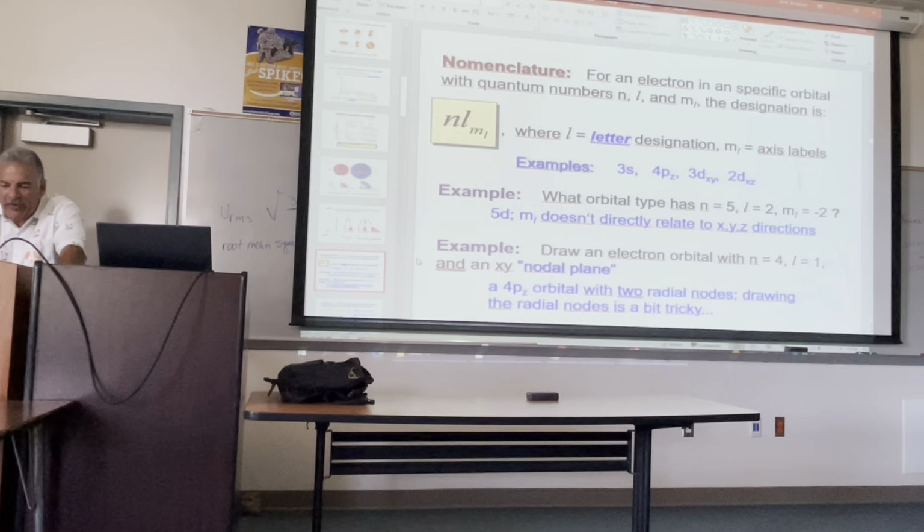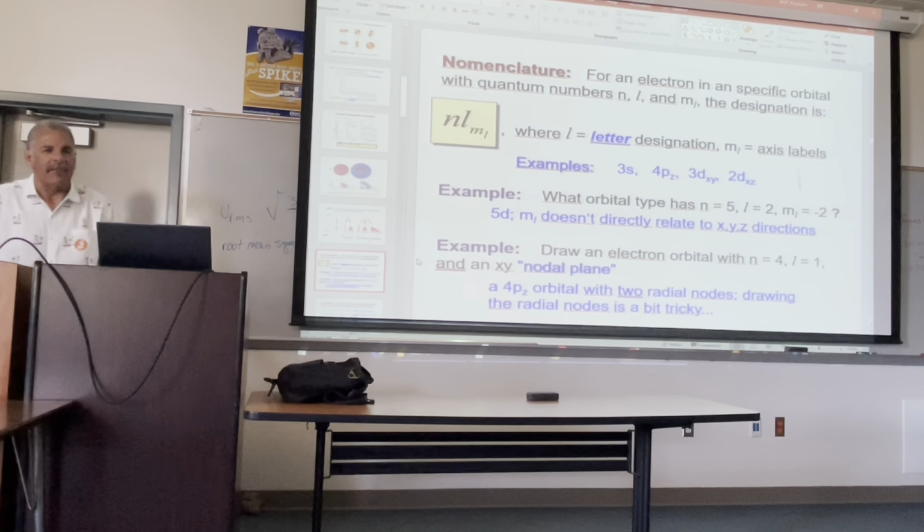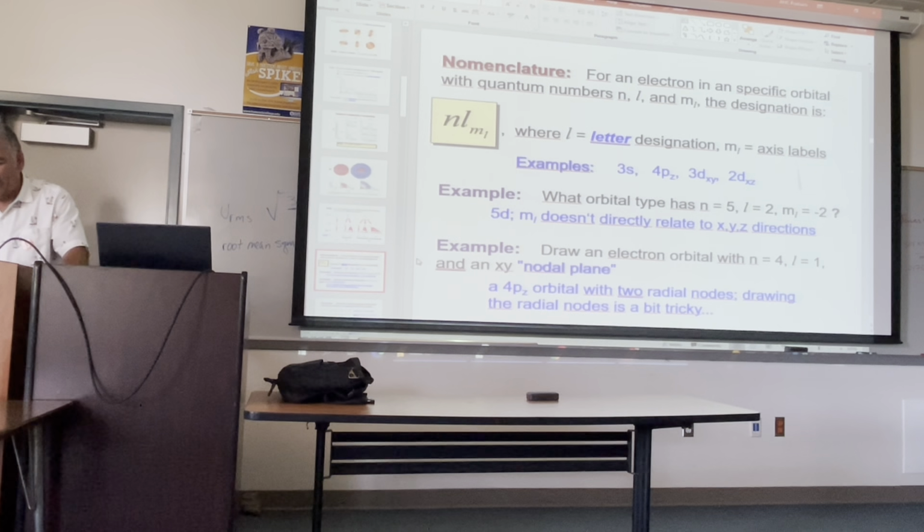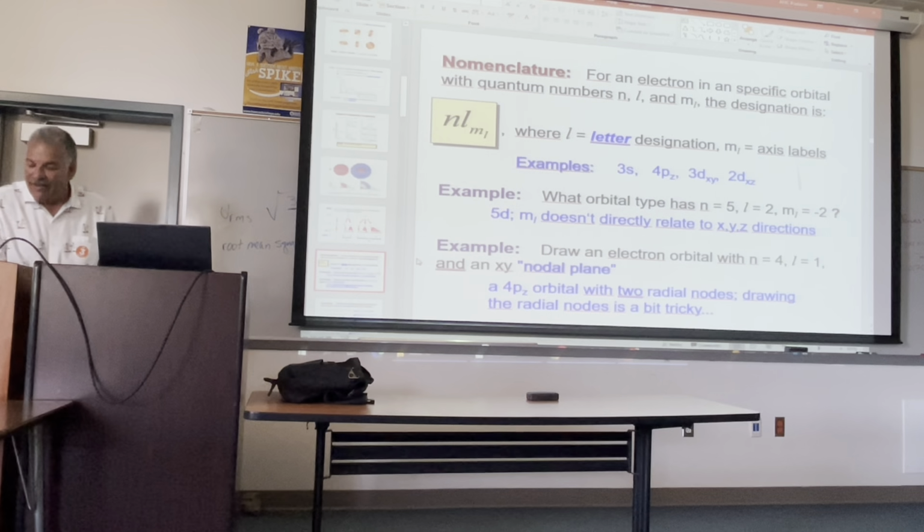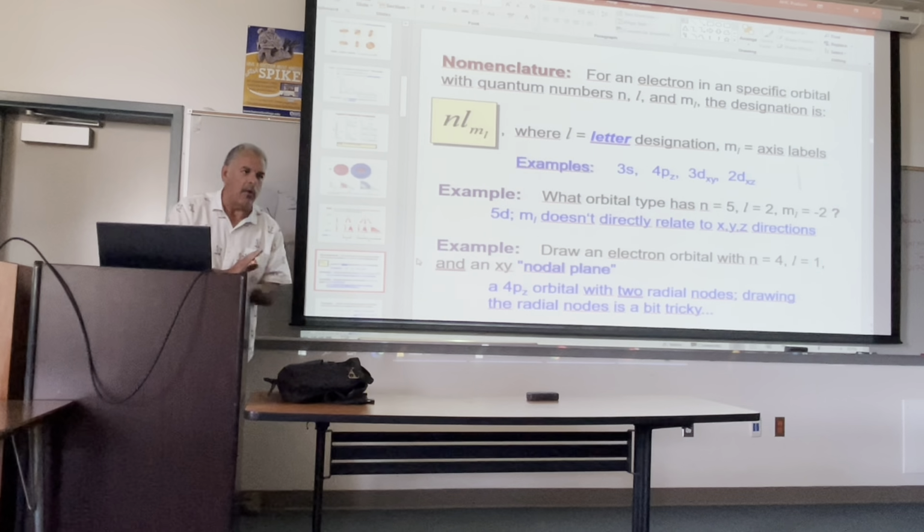So for an electron in a specific orbital with quantum numbers N, L, and M, the designation is NLM, where L is the letter designation, M sub L is the axis label. Examples: 3S, 4PZ, 3DXY, 2DZY. We're not going to be labeling our axes. We don't need to do that for this class. What orbital type has N equals 5, L equals 2? Well, L equals 2, we already know that's a D orbital, right? And M sub L is minus 2. So we don't really know, and you can say M sub L doesn't directly relate to X, Y, Z because it could be any of those 5 orientations. We don't know which one it is.